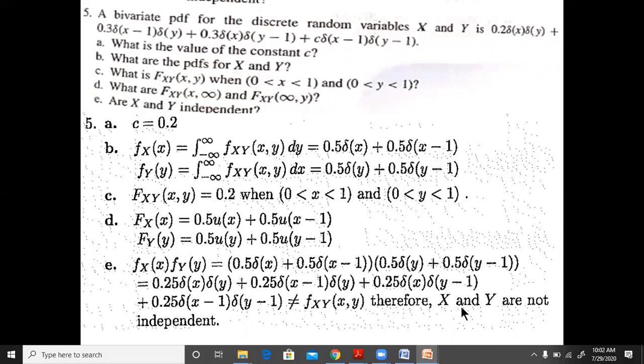Okay, they are not independent. So if you multiply this and this, you are not going to get this. They are totally different, right? So that's why it is not independent.